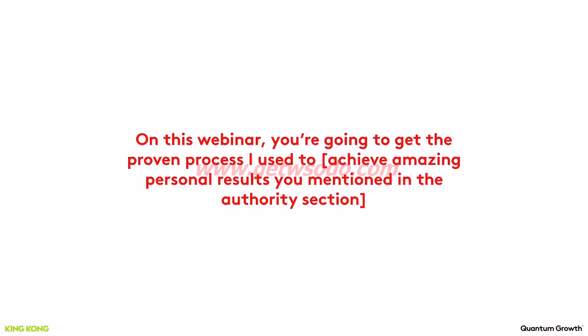Now, we'll go on to say on this webinar, you're going to get a proven process that I've used to achieve amazing personal results that you mentioned in the authority section. So on this webinar, you're going to get the proven process that I used to take myself from my bedroom with no more than $50 and an old computer that my girlfriend had bought me to building the 28th fastest growing company in the country and the #1 fastest growing digital marketing agency in the country several years in a row, as voted by the Australian Financial Review. Boom, right? Immediately, you're bringing that elevation and you're letting them know that this process is the real deal, right?